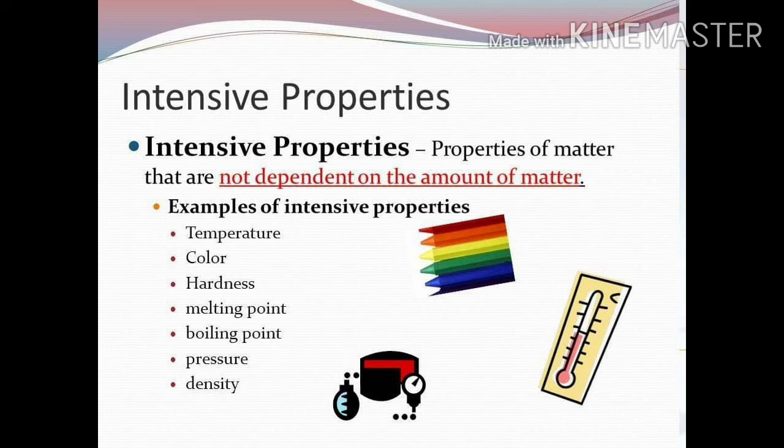But how is intensive physical property different from the extensive physical property? To find out, let us look at the difference of intensive and extensive property with their examples. Intensive properties are the properties of matter that are not dependent on the amount of matter. Examples of intensive properties: temperature, color, hardness, melting point, boiling point, pressure, and density.